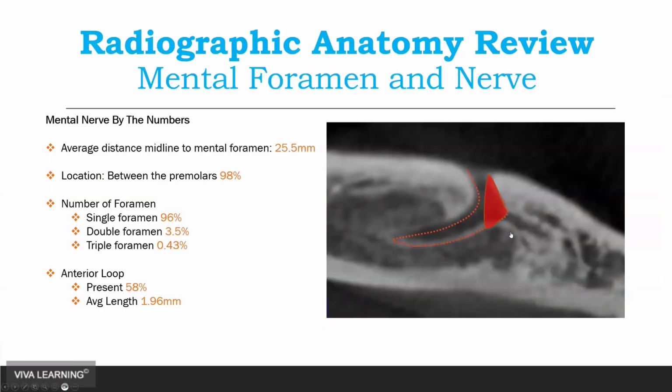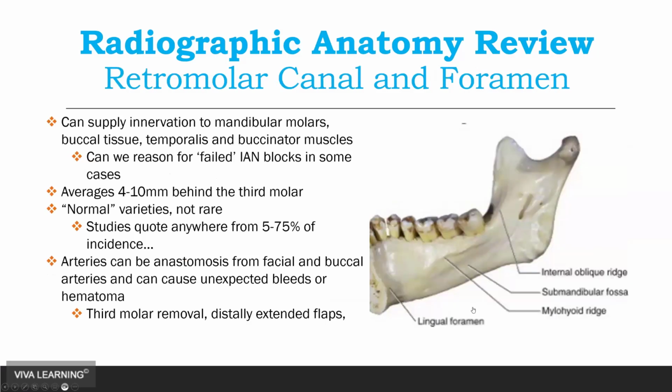Be aware of the anterior loop, like we talked about earlier. A little bit more than half of people have this thing. It just means that your implant needs to be 2 millimeters in front of the extent of that loop.